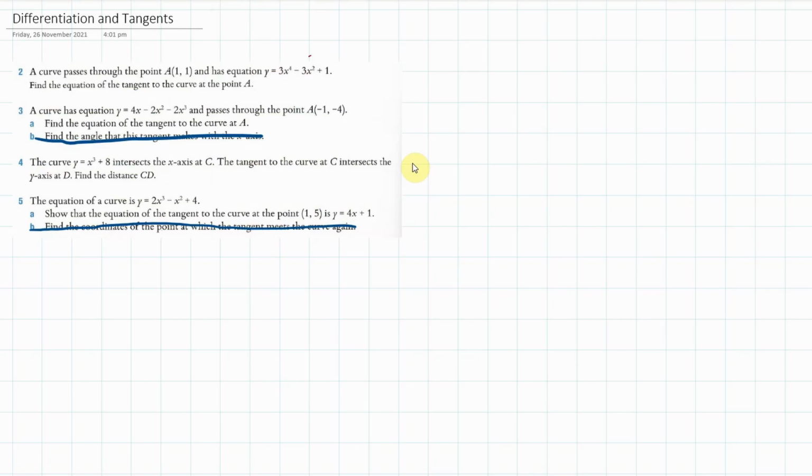Today we're going to carry on looking at some of the topics that some of you found more difficult through the exams and tests. The one I've chosen today is differentiation and tangents, and working out the tangent at a point on the curve.